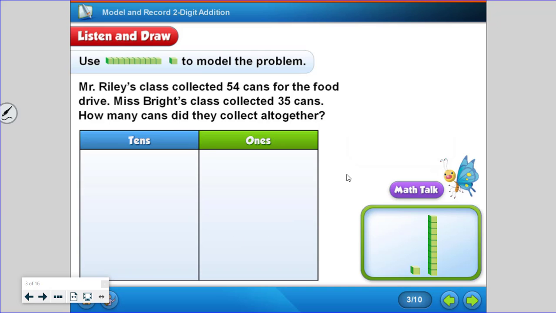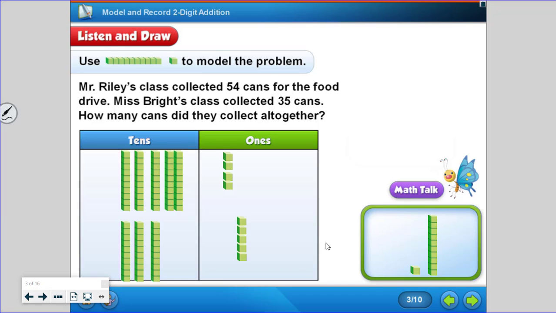Okay, so I'm going to show you my model. All right, so there's my model. I modeled Mr. Riley's class, which collected 54 cans, so there's 54. And then Mrs. Bright's class collected 35, right? So now I just have to figure out how many they collected all together.